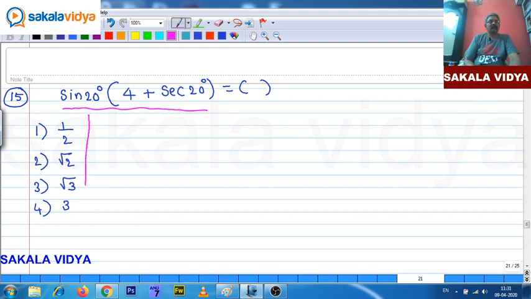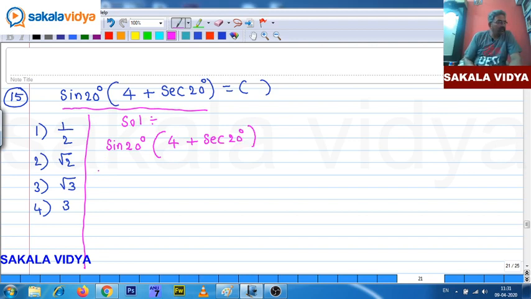So let us try, this question is a somewhat typical problem. Let us try it now. Sine 20 degrees into 4 plus secant 20 degrees. Okay, sine 20 degrees into 4 plus secant 20, we can write 1 by cos 20. Can I write like this? Just correct this step. Please check it now.